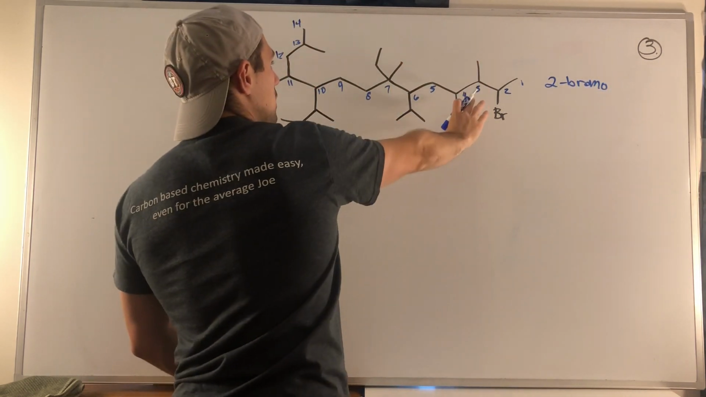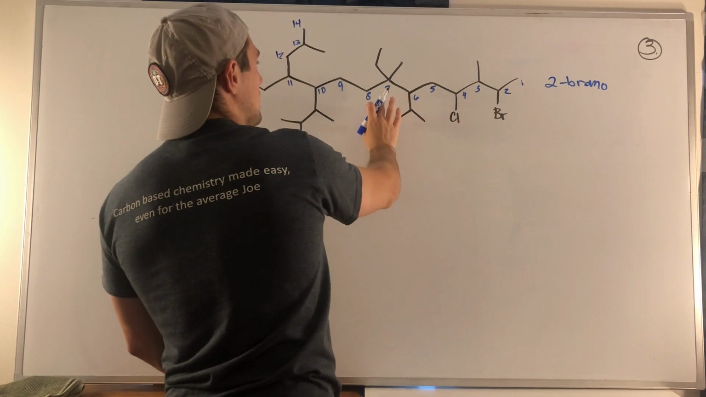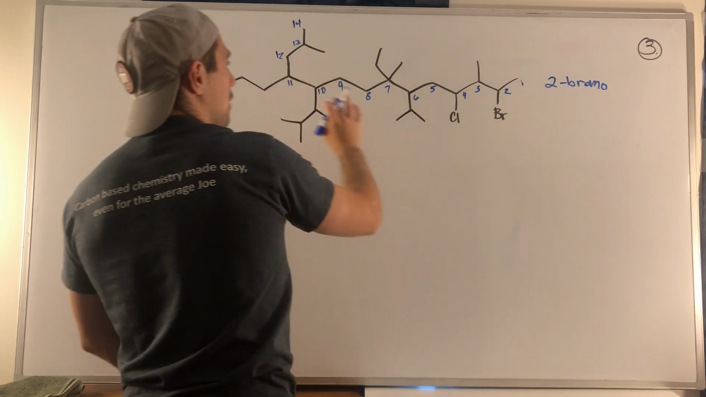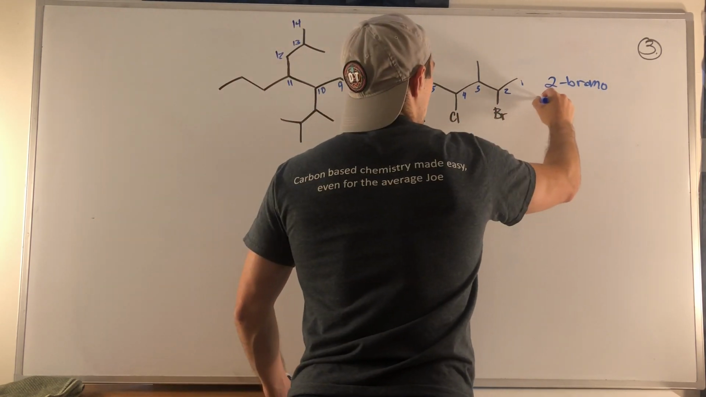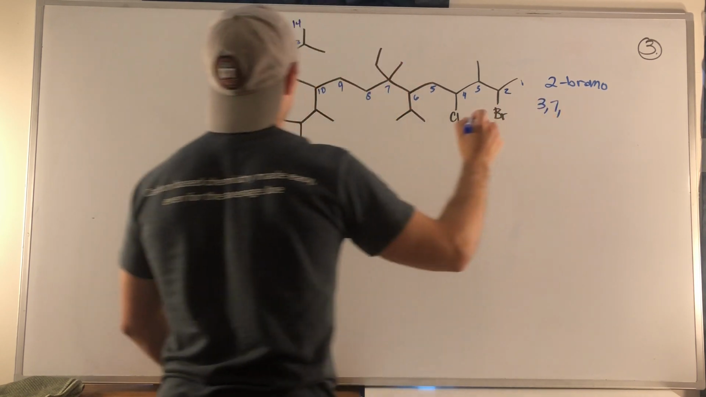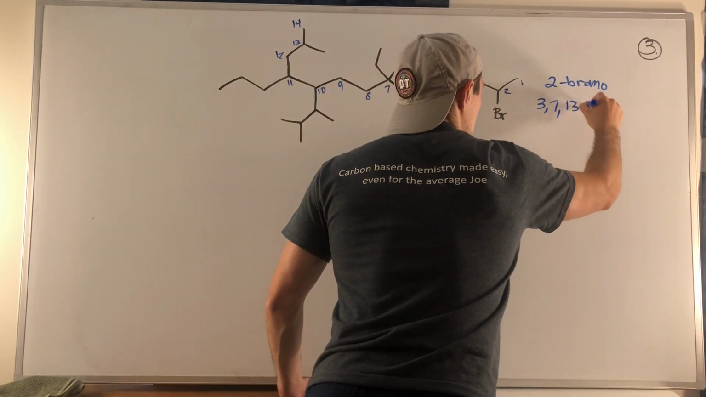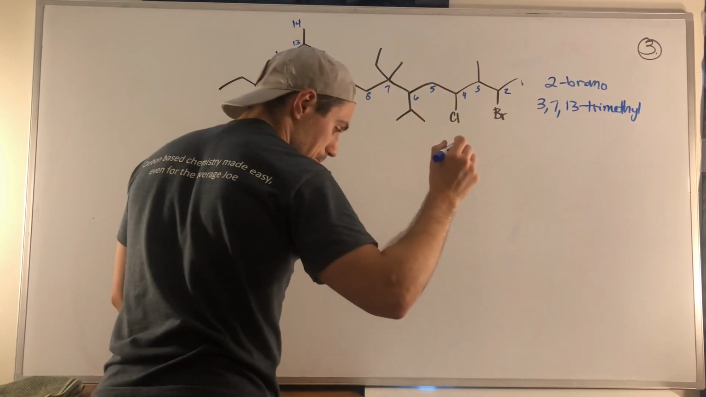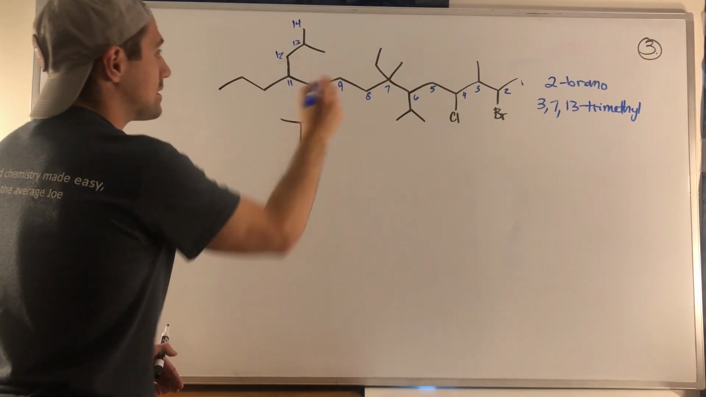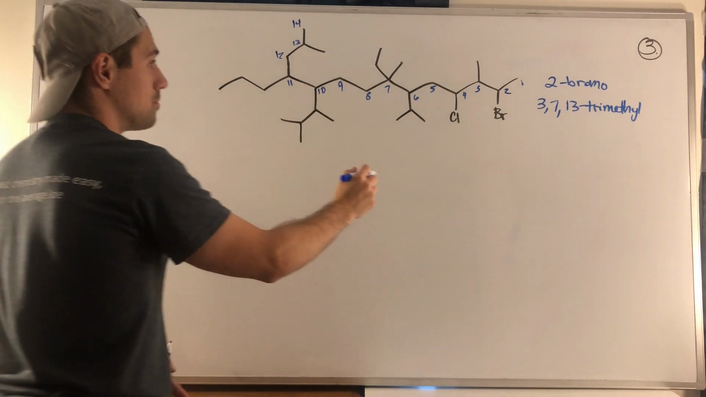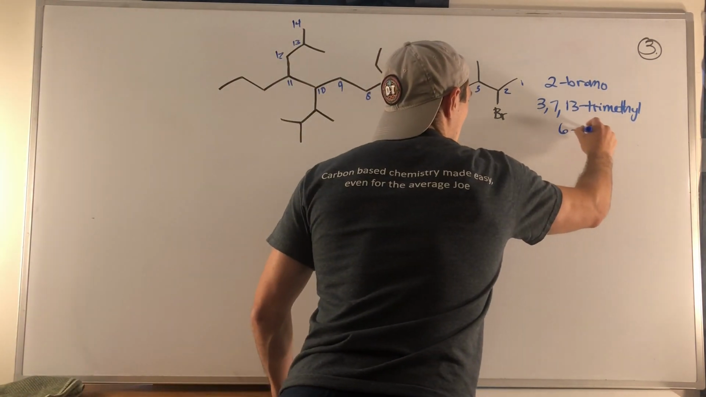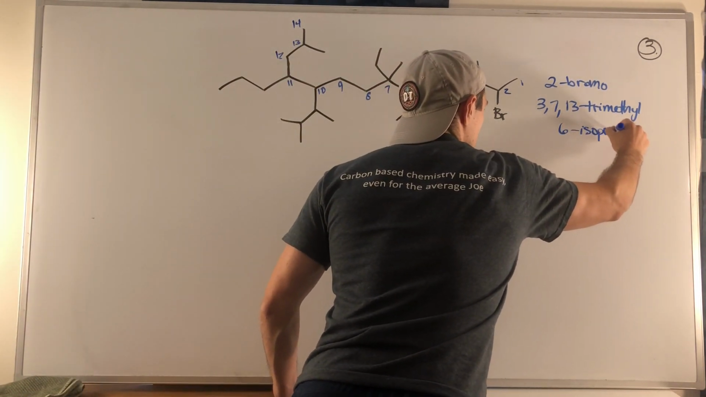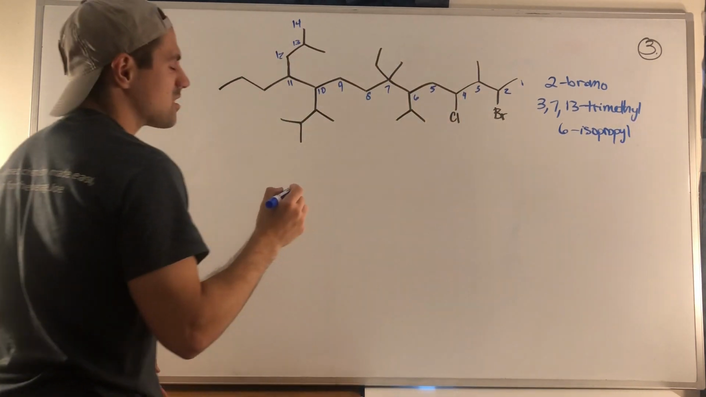We have a methyl at 3, a methyl at 7, and a methyl at 13, so that is 3, 7, 13 trimethyl. Okay? Now at 6 we have an isopropyl. That's the only one, so 6 isopropyl. Sorry if my handwriting's a little sloppy.